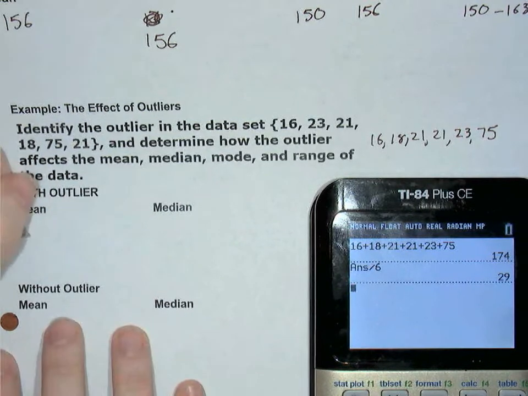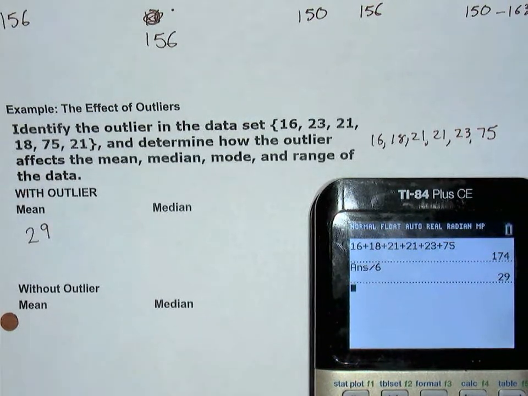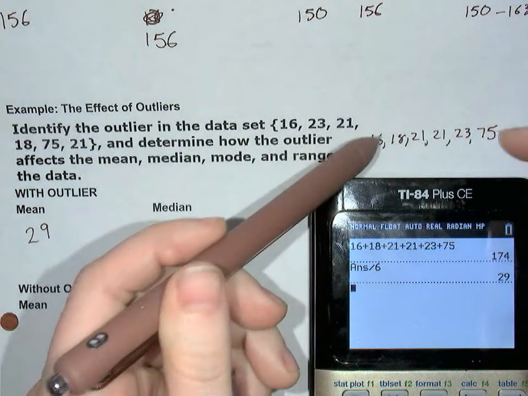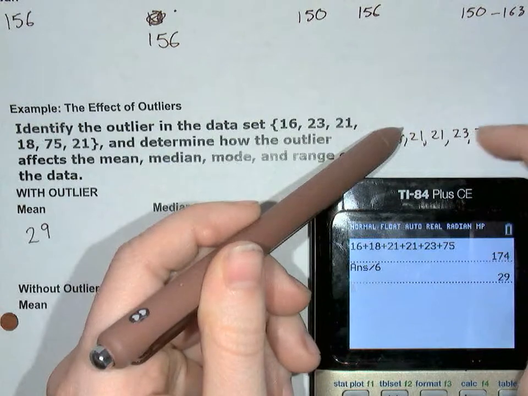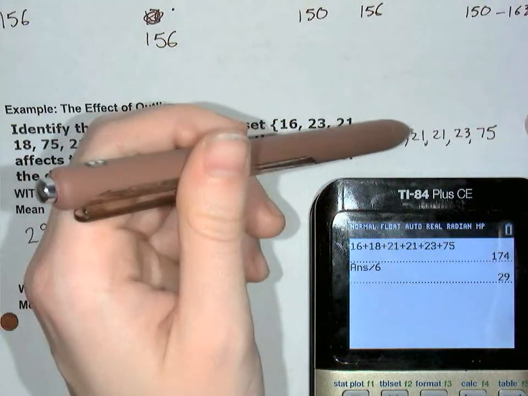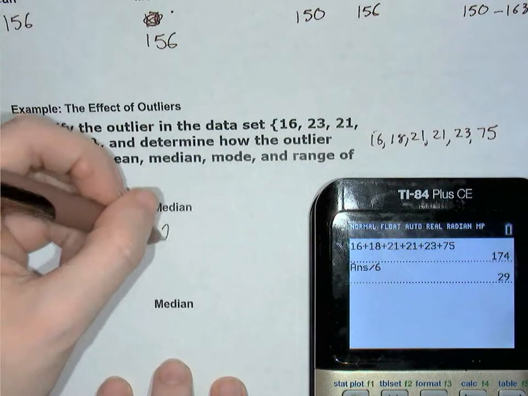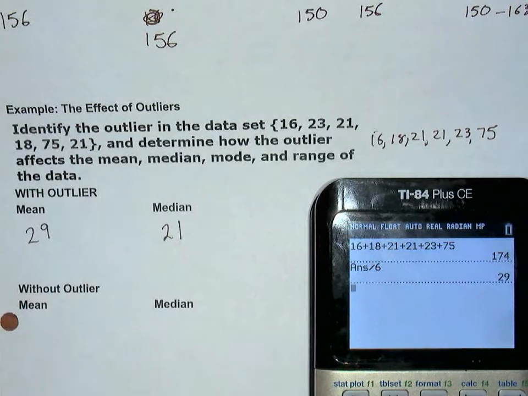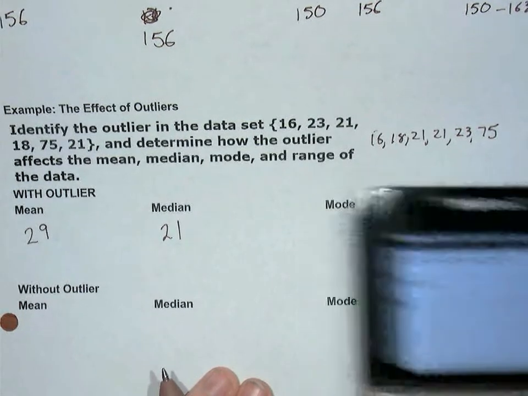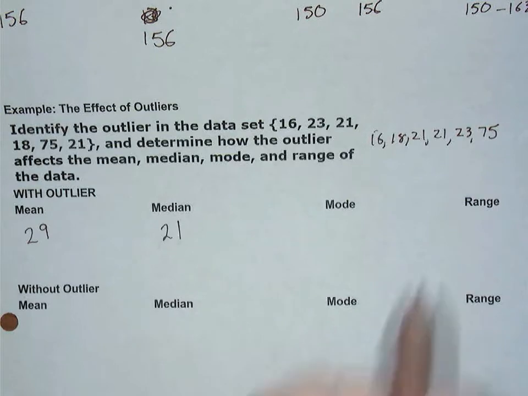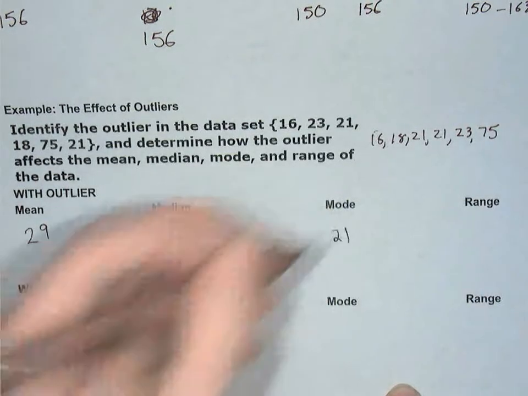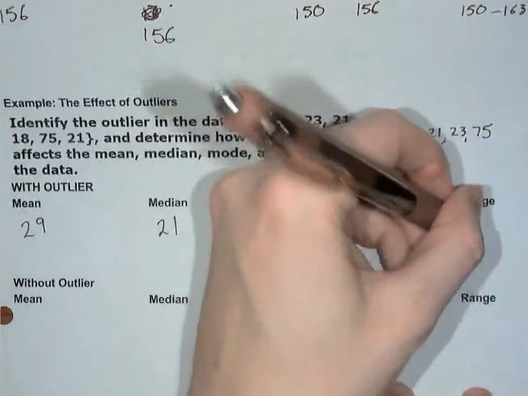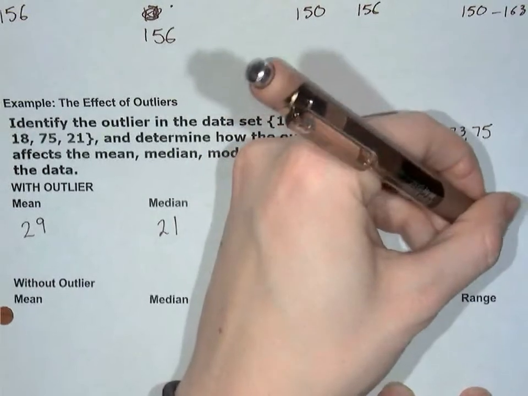And we get the mean of 29. All right, the median, we're going to take a look and find our middle data values. So go in, go in, go in, and 21 and 21, so our median has to be 21. And then our mode is the data value that's repeated the most times. So our data value for the mode is also 21. Our range is 16 to 75.